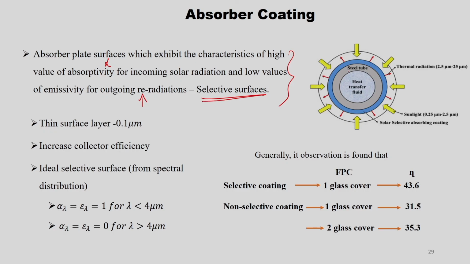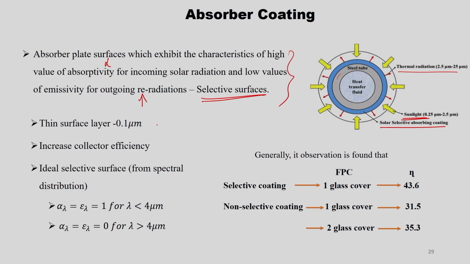If you see here, this is the steel tube, this is inner wall, outer wall. The outer wall of the steel tube is given with the solar selective absorbing coating. The radiation of sunlight will come around 0.25 micrometer to 2.5 micrometer. That will be absorbed by this selective surface coating, and when thermal re-radiation happens between 2.5 micrometer to 25 micrometer, the emissivity part of the selective coating can take care of that, right.